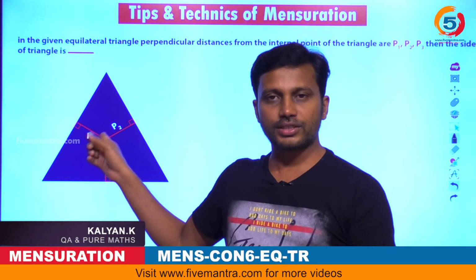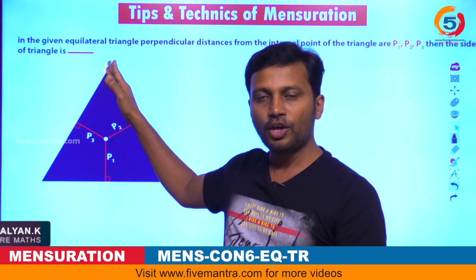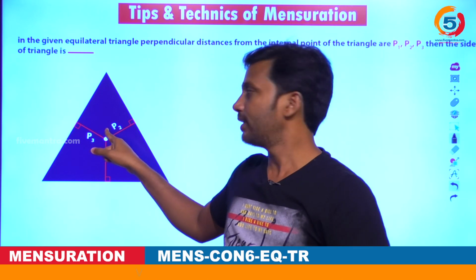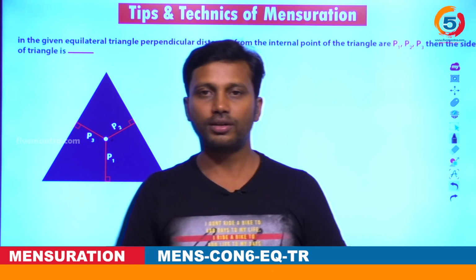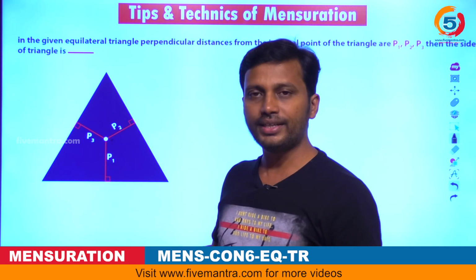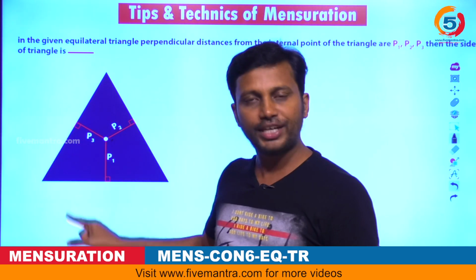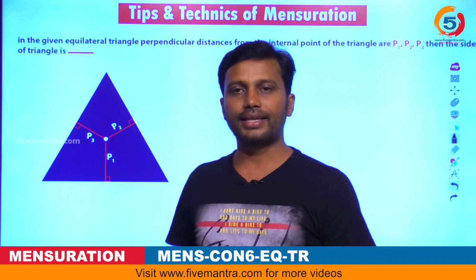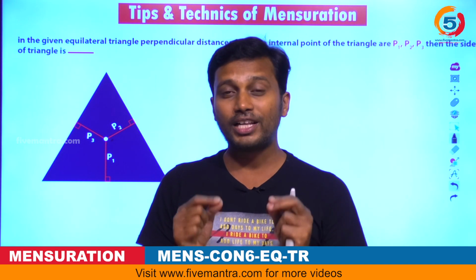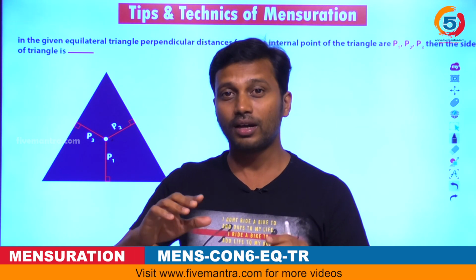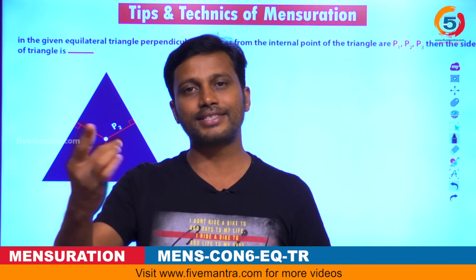When perpendiculars are drawn to the sides of an equilateral triangle from any internal point, this white dot here, which is some internal point randomly drawn, from there we have drawn the perpendiculars to the sides of the equilateral triangle and we need to find out the side of the triangle. This technique or shortcut will be helpful while solving a lot of problems. How it will be helpful, I'll show you in the exercise video.